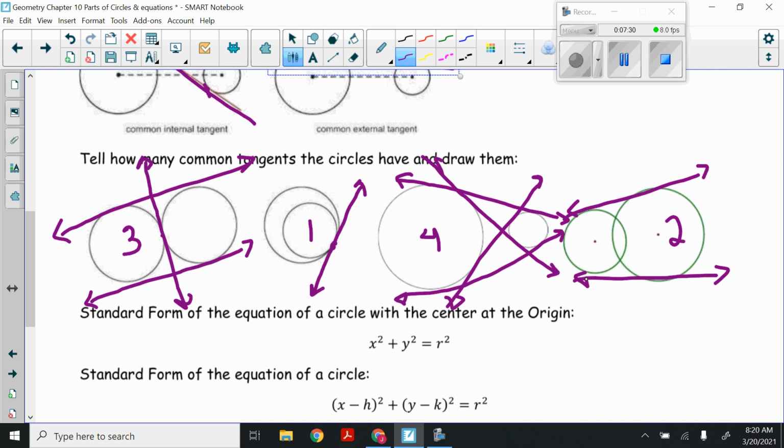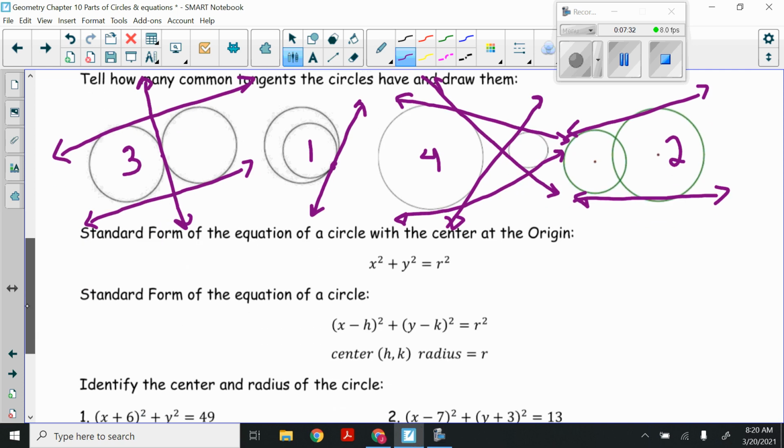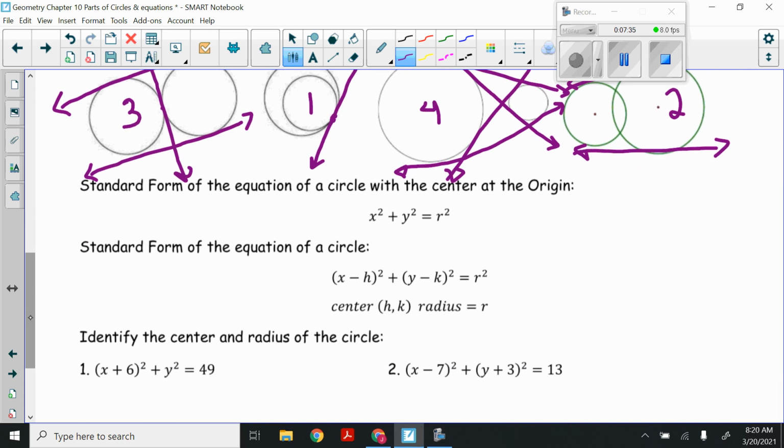Now we're going to talk about the equation of a circle. So your standard form of equation with a circle with a center at the origin, so my center would be at 0, 0 here at the origin, is x squared plus y squared equals r squared. The standard form of the equation that does not have a center at the origin is x minus h quantity squared plus y minus k quantity squared equals r squared. The center is h comma k.